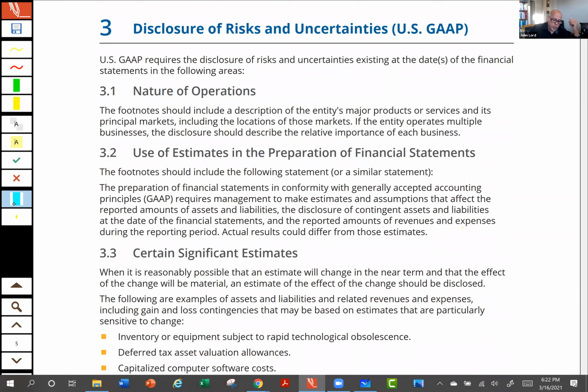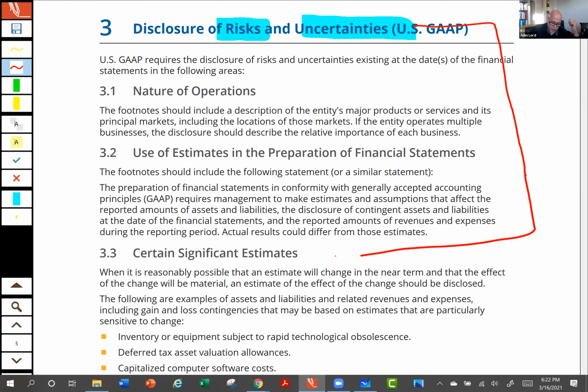Okay, now we also have to disclose risks and uncertainties. Let's talk about uncertainties first, since that's up here at the top. When you take a look at uncertainties, the uncertainty that they're talking about is the uncertainty associated with significant accounting estimates.